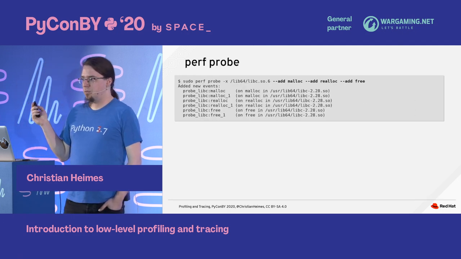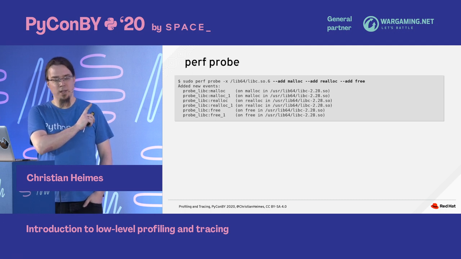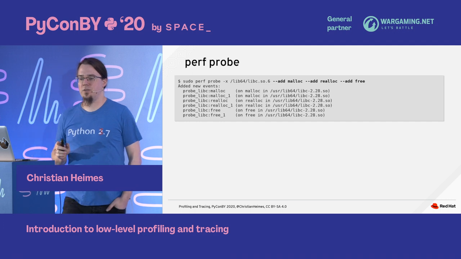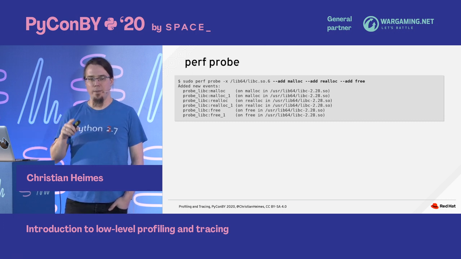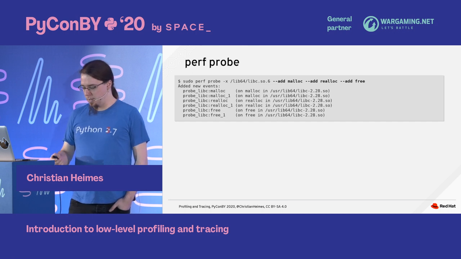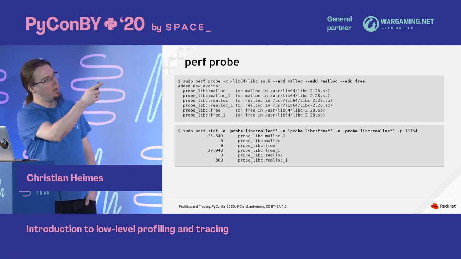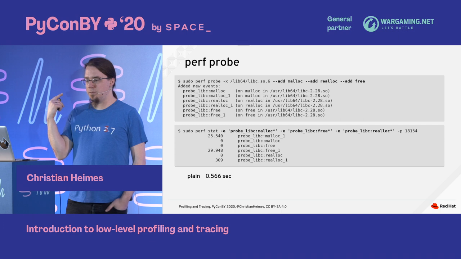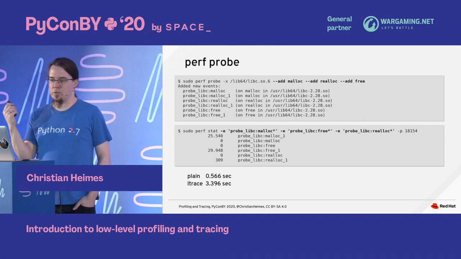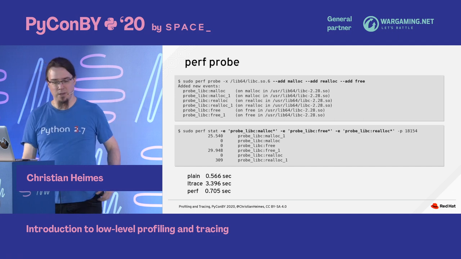You can also do the same as ltrace. You can probe user space calls like glibc malloc, realloc, and free. When you do that, you first have to create probe points. So you tell your operating system, your kernel, please create some kind of measuring points where I measure how often I call malloc, realloc, and free. And then you can actually run a program or attach a program. So here I have a program running already, attached to the PID 18154. And that does something. I stop the tracing point at the end and see how often it calls the different functions, which is much faster. You remember the old times: running plain Python, doing requests takes like half a second. With ltrace, it's almost 3.5 seconds. And doing this perf approach is slightly slower, but still okay.